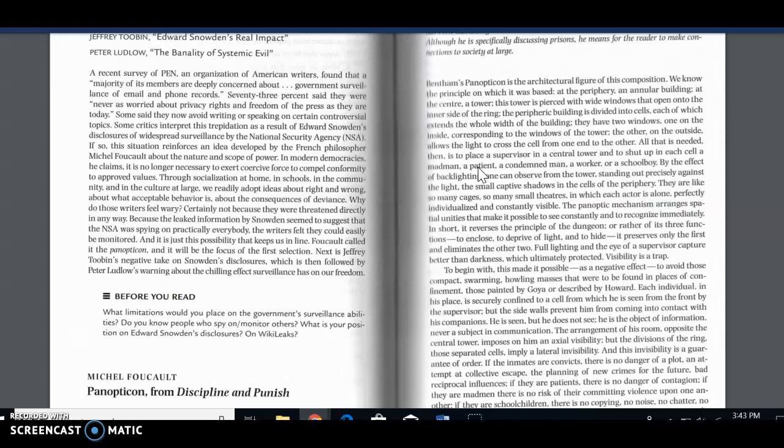By the effect of backlighting, one can observe from the tower standing out precisely against the light the small captive shadows in the cells of the periphery. They're like so many cages, so many small theaters. Like that word there, let's sit with that. Small theaters, right? So it has to do with visual representation in which each actor is alone, perfectly individualized and constantly visible. This word here, individualized, is important for me, okay?